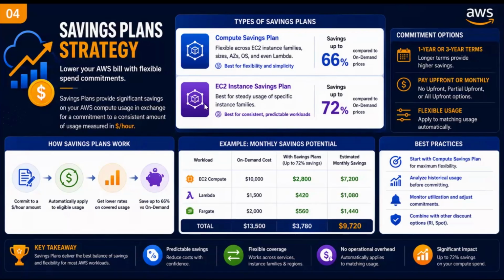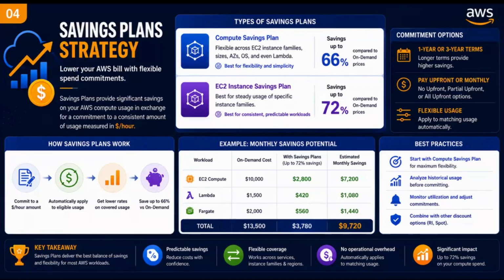Before you start the saving plans, always consider Compute Savings Plans for maximum flexibility, analyze the historical usage before you commit, and monitor the usage and adjust commitments. Combine with the other discount options, RI and Spot Instances. Saving plans are always a right choice, but remember to check if your account has RI, reserved instances, or spot instances. So these are the main things.